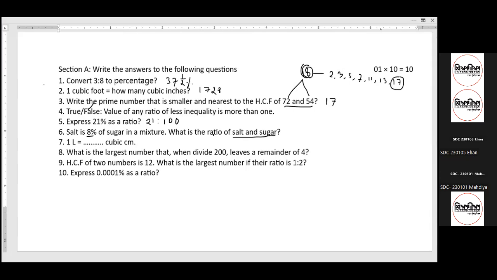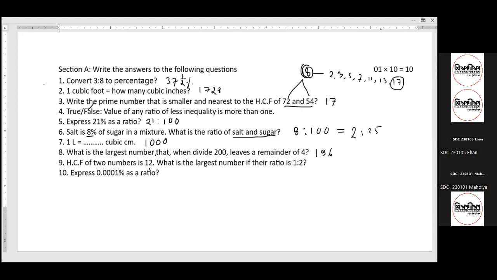Okay. Yes. 8%. So salt and sugar, what is the ratio of salt and sugar? So 8% means 8:100. That means তুমি যদি cancelling করে এটাকে lowest করে দাও, will be 2:25, right? আচ্ছা, 1 liter is 1000 cubic centimeter. What is the largest number that when divided 200 leaves a remainder 4, that is 196, right?